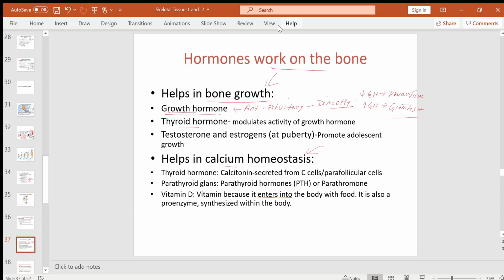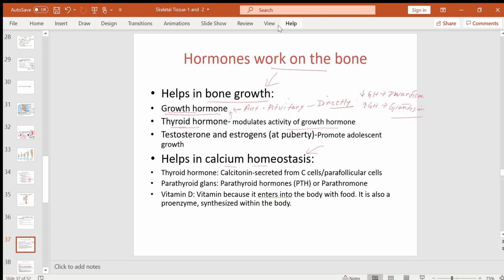Thyroid hormone. This hormone stimulates or modulates the activity of the growth hormone. So it increases, enhances, or facilitates the activity of the growth hormone. So it indirectly helps to grow the bones.